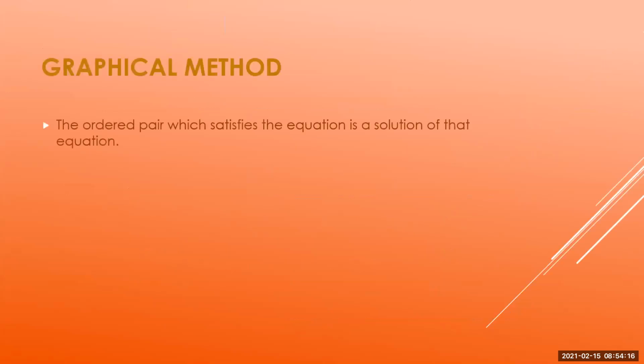Now, while solving by the graphical method, what will be the solution? The ordered pair which satisfies the equation is a solution of that equation. Ordered pair means whatever values we write inside the bracket. Why do we require an ordered pair? Because for the graph we require an x coordinate and a y coordinate. So this pair is simply the solution of the given equation.